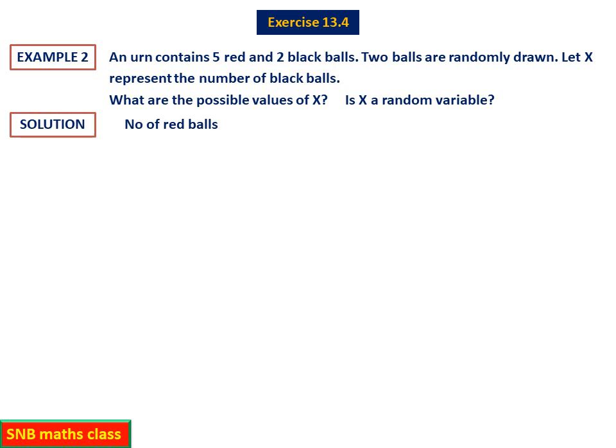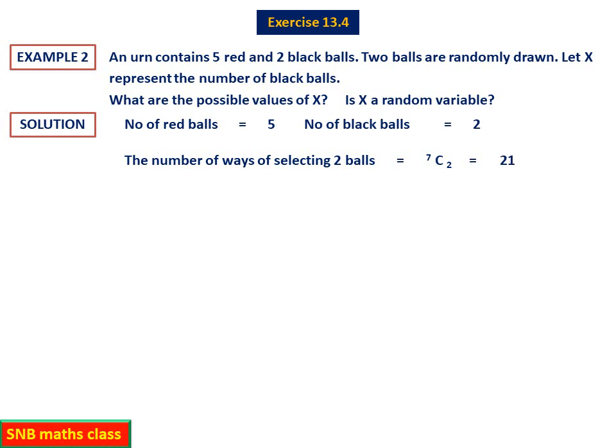So number of red balls, that is given, let us list it, 5. Number of black balls, that is 2. And the number of ways of selecting 2 balls, because what is the experiment? 2 balls are randomly drawn. So this will be equal to 7C2. It's a question of selection. So this will be equal to 21. So totally 21 different selections are possible. Now the sample space S has 21 pairs. 21 pairs. This is very important.